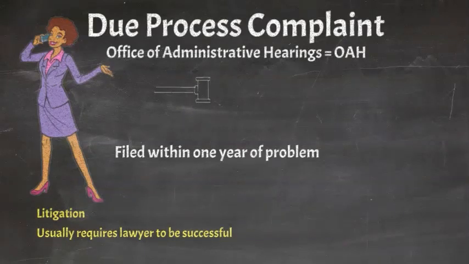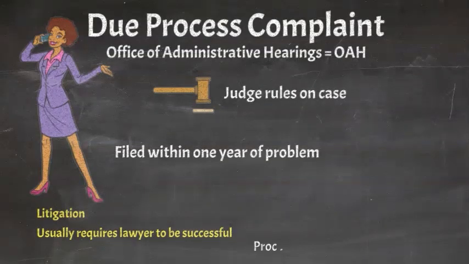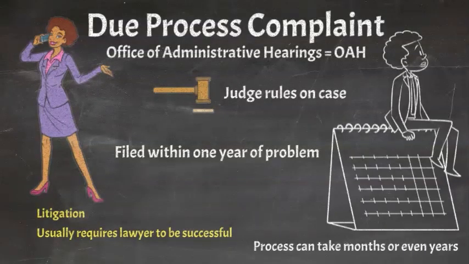If the case does not settle and goes all the way to hearing, an administrative law judge will rule on the case in a written decision. This process can take months or even years.